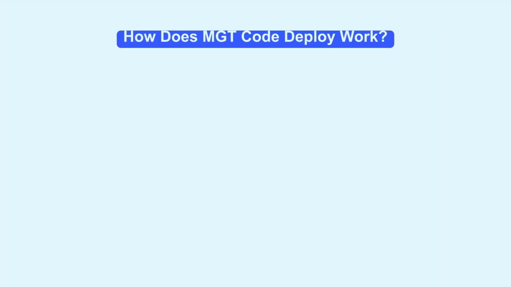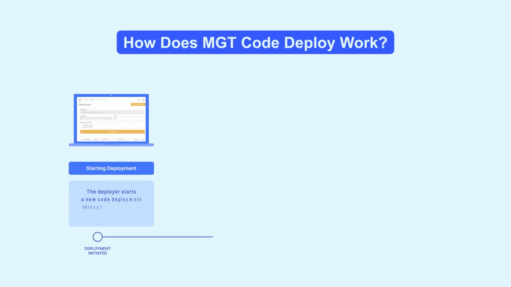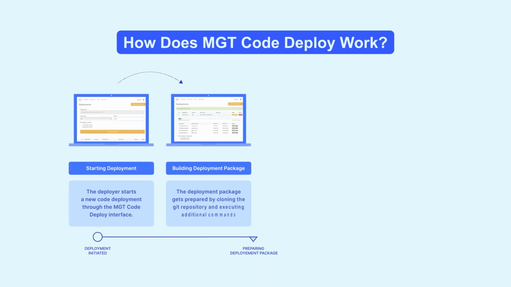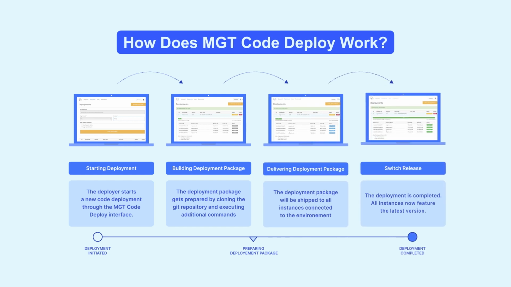Let's unpack MGT Code Deploy a bit more. MGT Code Deploy starts with a simple interface and then builds a deployment package, deploying it across each instance. It switches a symbolic link that points to the latest version. Finally, your selected commands are executed after deployment.